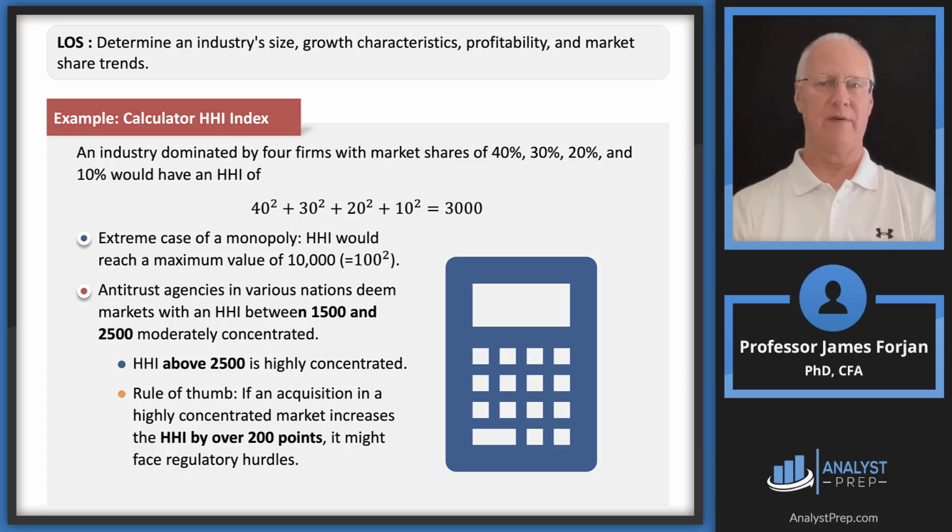And notice in the case of a monopoly, that would be 100 squared, so that would be 10,000. So the question then becomes, well, where do we define concentrations and how do we figure this out? So look at that second embedded bullet point. Antitrust agencies in various nations think that an index between 1,500 and 2,500 is moderately concentrated.